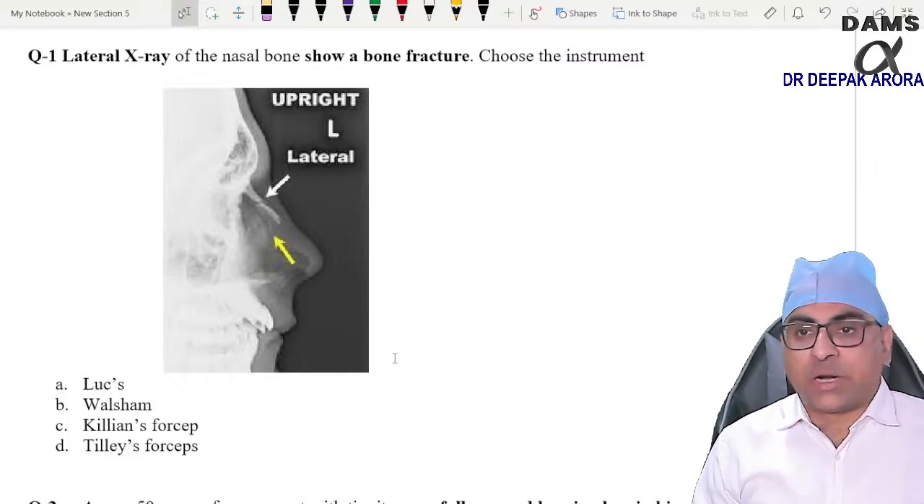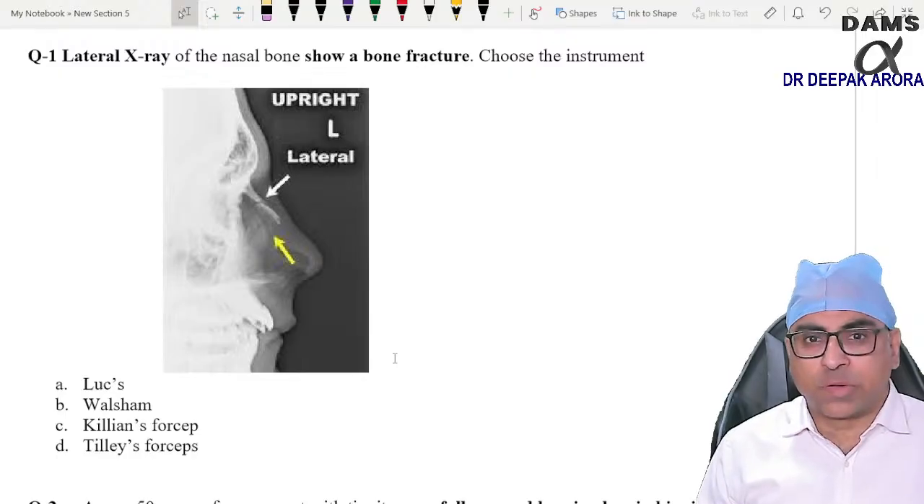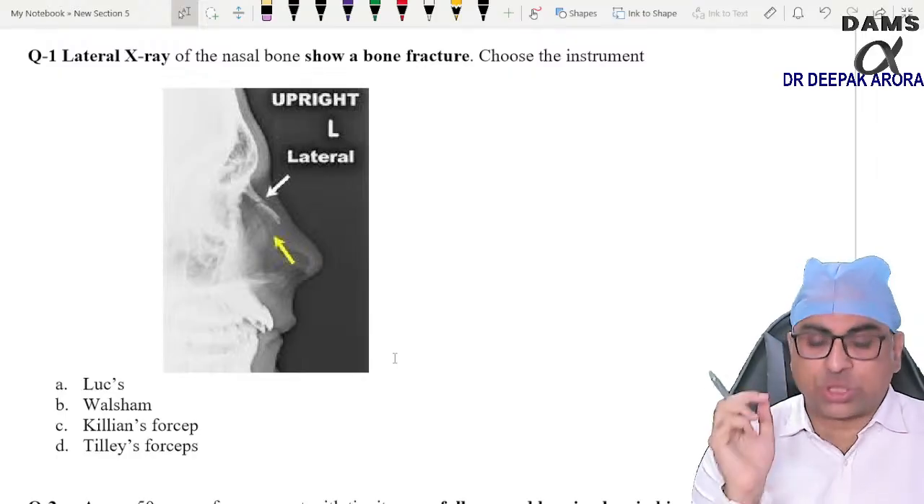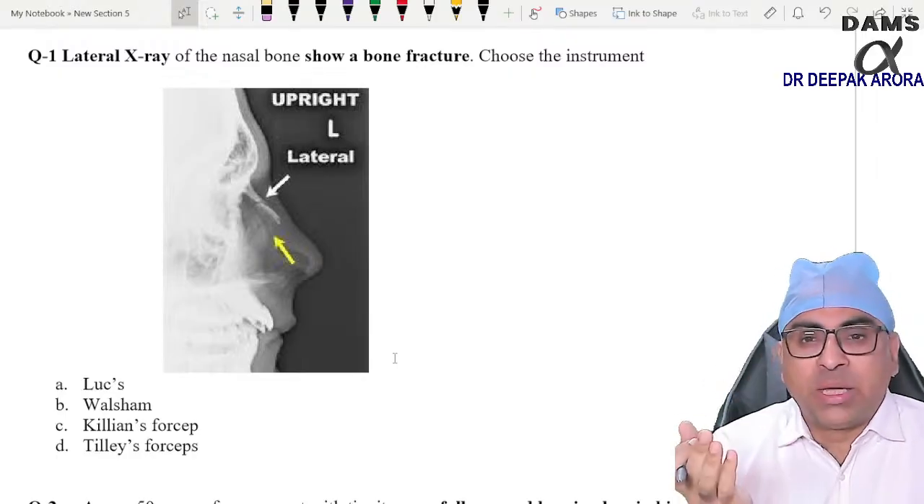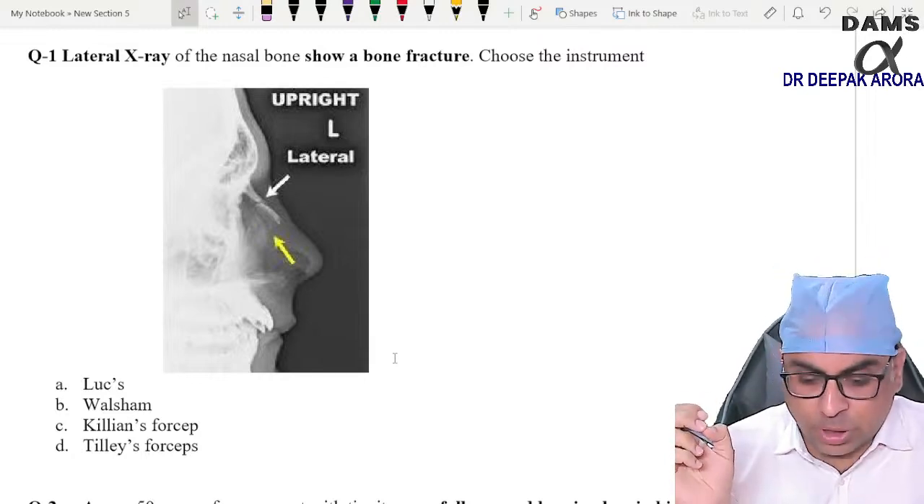So beta, let's start with the ENT segment. There were 10 to 11 MCQs. Some were overlapping integrated questions, ENT with anatomy, ENT with your peds. So we'll be discussing all these important points.